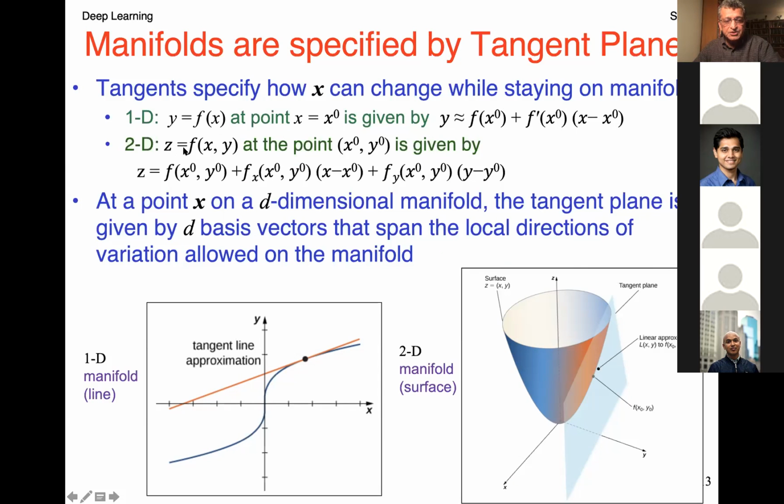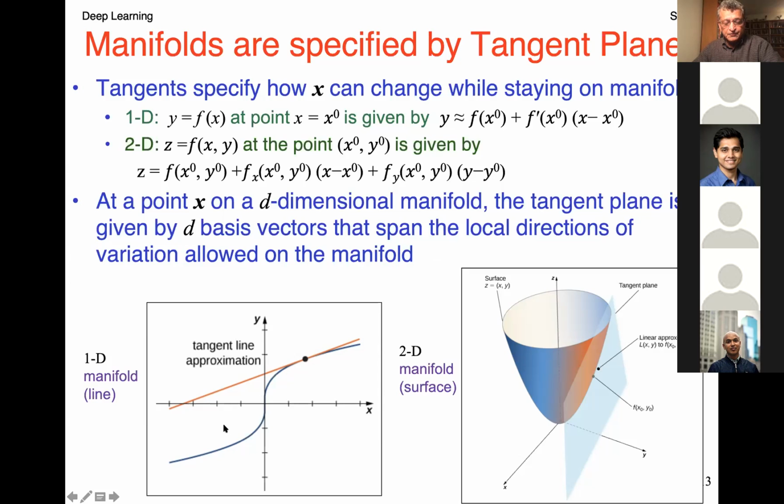Similarly, if you have a two-dimensional z equal to f of x, y, so two inputs x and y, at point x naught, y naught it is given by z equal to, so this is how we can represent any point z equal to f of x, y at the point x naught, y naught in terms of the first derivative with respect to x and the first derivative with respect to y. So at a point x on a d-dimensional manifold, the tangent plane is given by d basis vectors that span the local directions of variation allowed on the manifold.